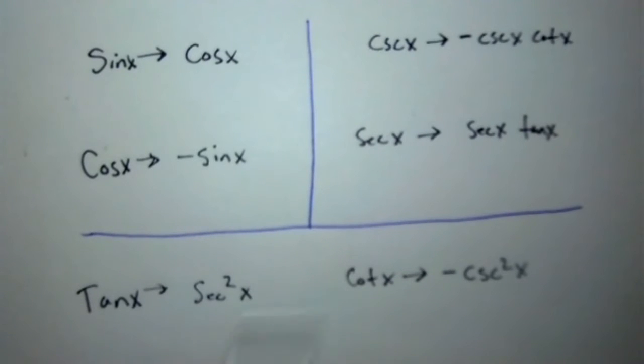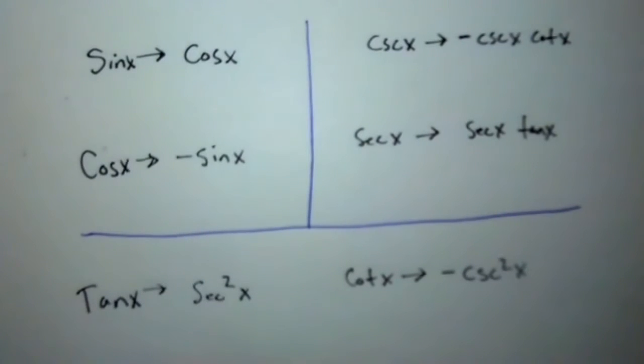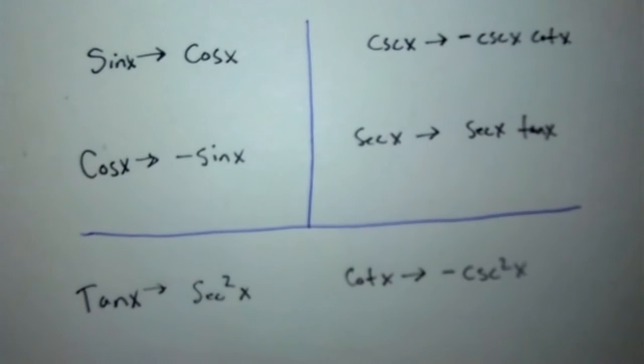The bottom two go to something squared. These two go to a double something, and the first half of the something is itself. Anything with a C goes to a negative. Okay, so take a second, write those down.